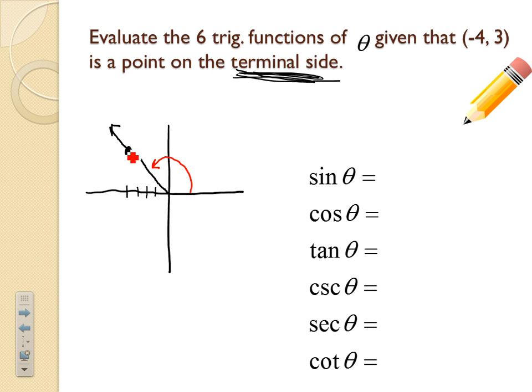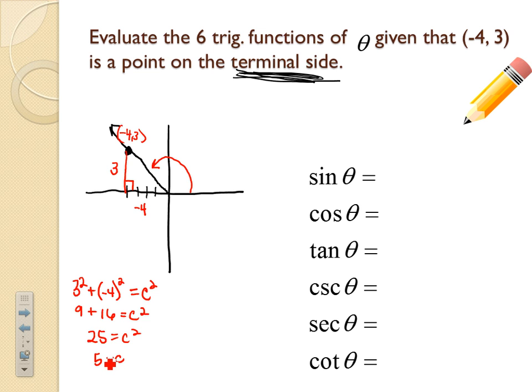Now, I also know I can drop a perpendicular down from the point to the x-axis, and I can identify that this is -4, 3, which means my x value is -4 and my y value is 3. Now, if I know my x value is -4 and my y value is 3, I can find my hypotenuse. So that would be a squared plus b squared equals c squared. Make sure you square that negative, otherwise everything will be thrown off. So this would be 9 plus 16 equals c squared, 25 equals c squared, c would equal 5.